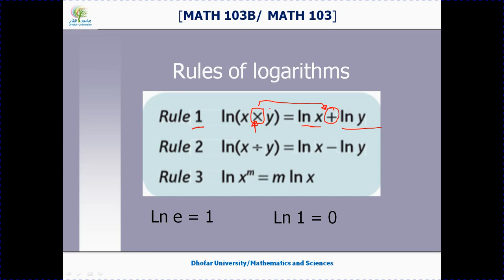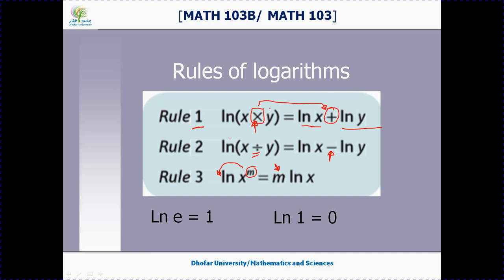Rule number 2, what if I have division? Inside ln I have division. Now the division becomes subtraction. So ln x divided by y, or x over y, equals ln x minus ln y. And finally, the power rule or power property. If you have ln x to the power m, then m will become a multiple. So it's coming in front of ln. So ln x to the power m is m ln x.